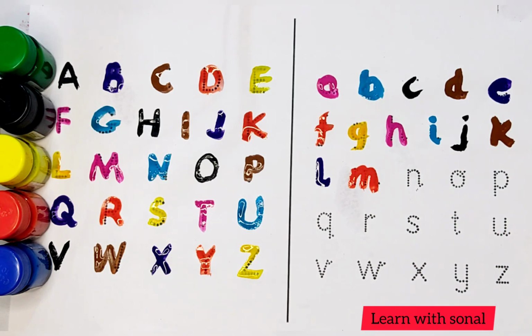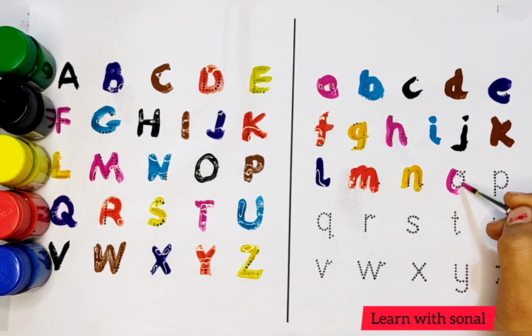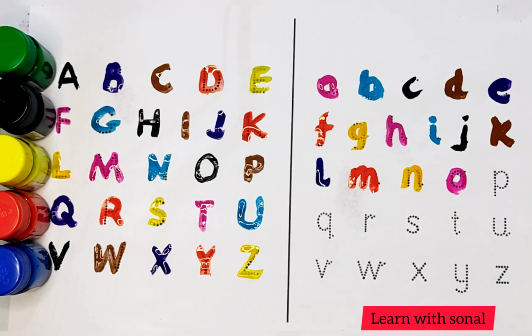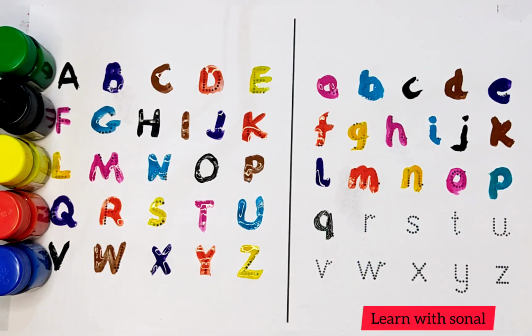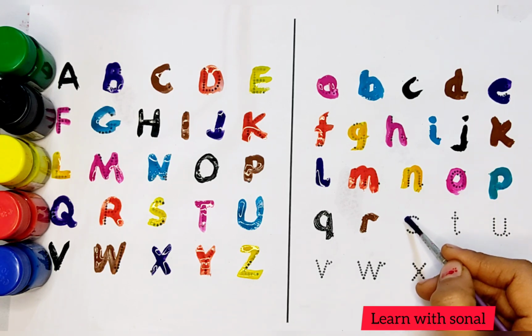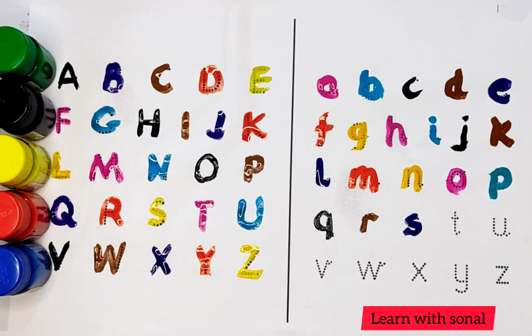M for monkey. N for nose. O for orange. P for parrot. Q for queen. R for rose. S for sunflower. T for trumpet.